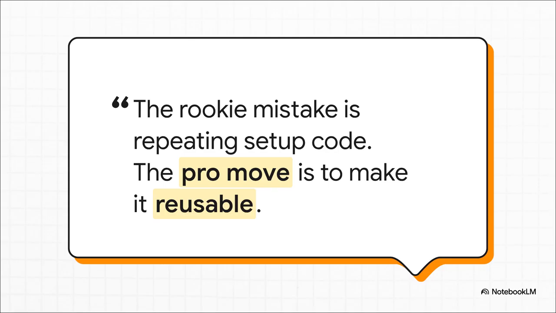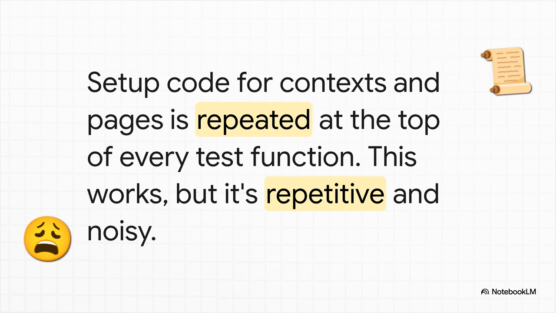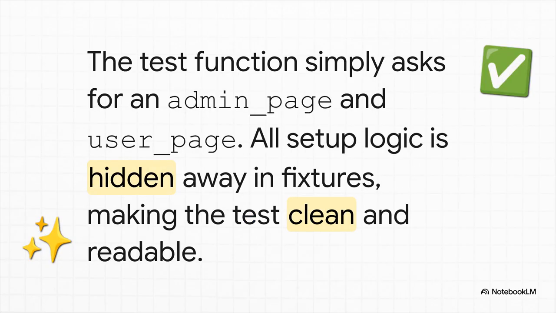So this is what the before looks like. See all that setup code for creating the contexts and pages right at the top of the test? I mean, yeah, it works, but imagine you have 10, 20, 50 tests like this. It gets really repetitive and just noisy really fast. And now look at the after. How clean is that? The test function just asks for an admin page and a user page and gets them. All that messy setup stuff is hidden away inside these beautiful custom fixtures. Your test is now super readable and focused only on the actual user interactions you need to check.